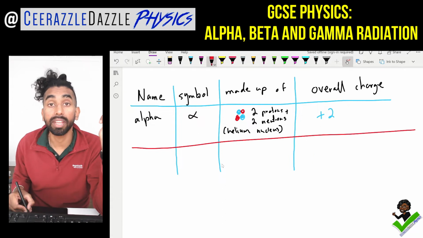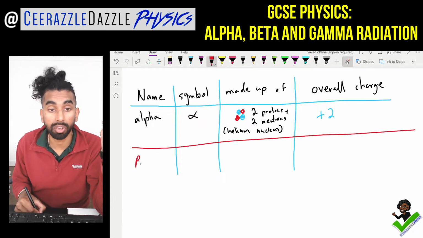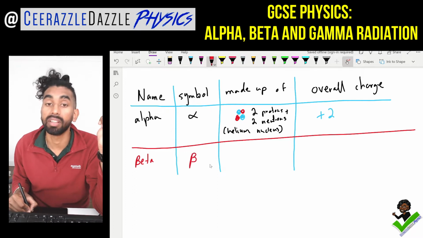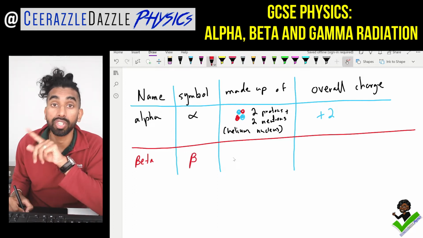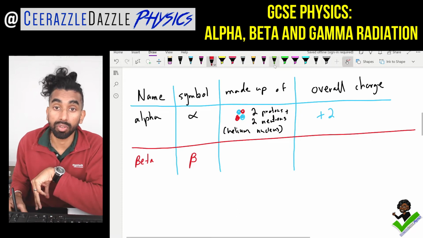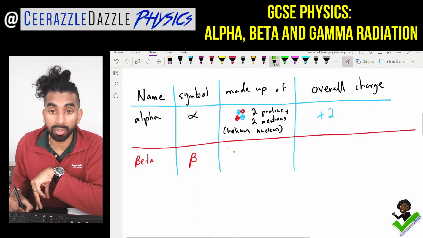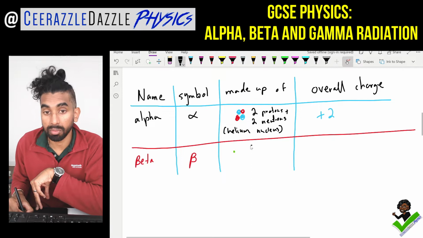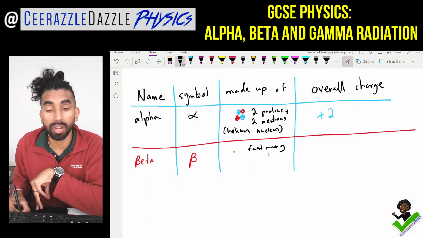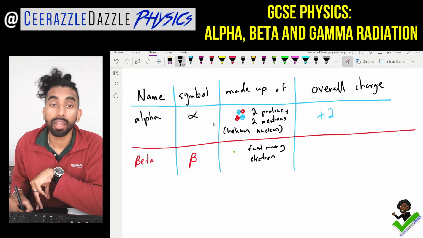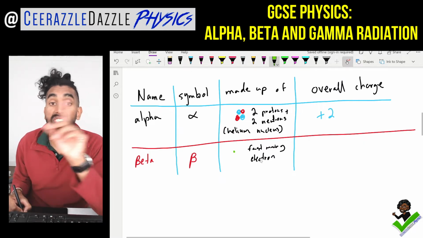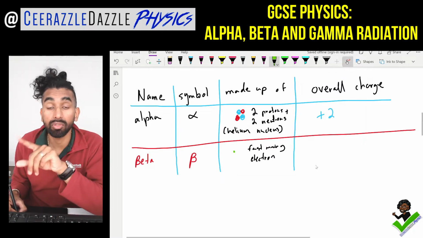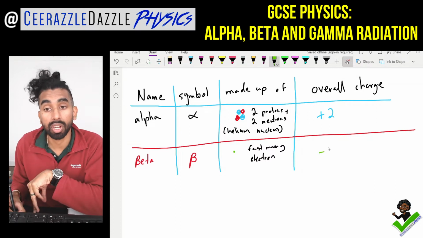Next one is going to be beta radiation. Our symbol is beta over here. It's made up of just a fast moving electron. I'll draw a little electron over here, a little green dot, and it's going to be a fast moving electron by itself. The overall charge of it will be what? It's just a single electron, and electrons have a charge of -1, so the overall charge is -1.